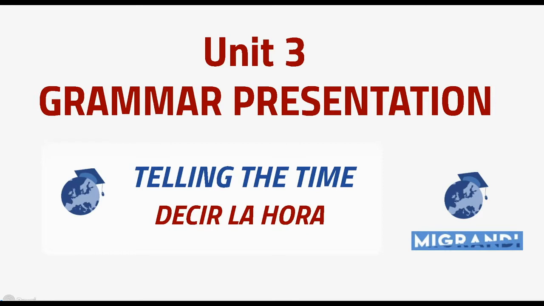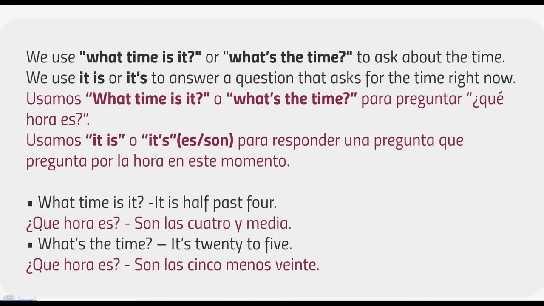Unit 3. Grammar presentation. Telling the time. We use "what time is it?" or "what's the time?" to ask about the time. We use "it is" or "it's" to answer a question that asks for the time right now. What time is it? It is 4:30. What's the time? It's 20 to 5.